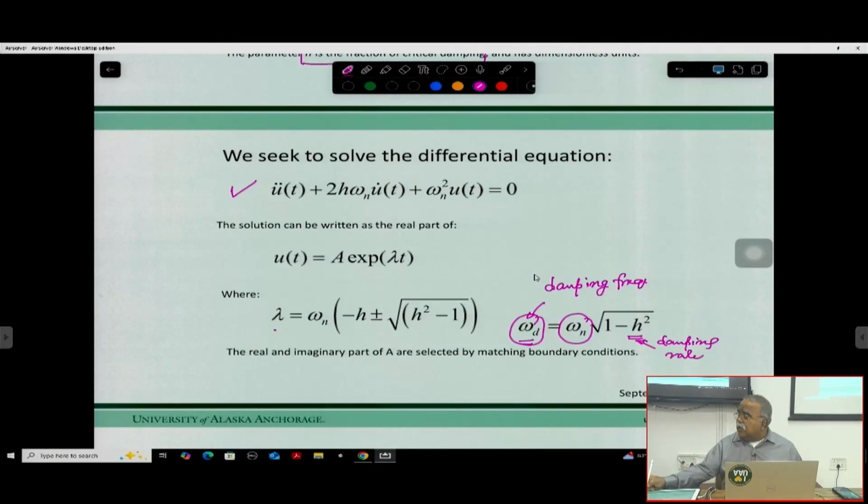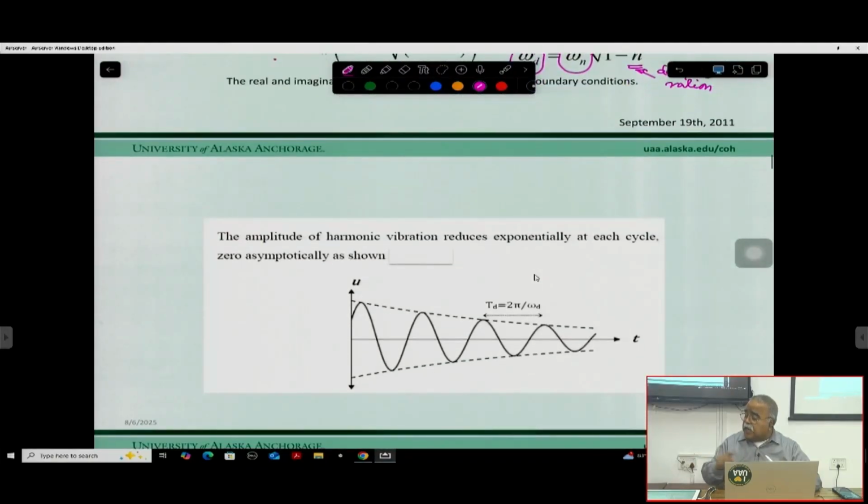In general, if it is a concrete structure, this h value is around, or we always take it as, 5% damping, right? So 5% is the h value. So h will equal 0.05, and you can substitute that number in place of h. So if you can see, earlier you have seen that if there is no damping, the vibrations will be like this.